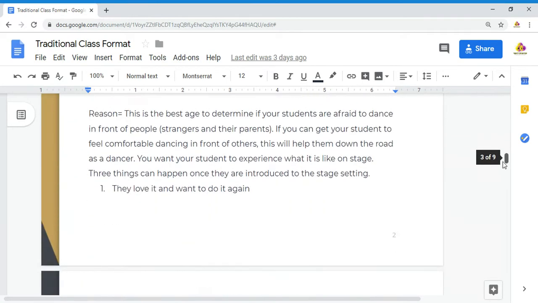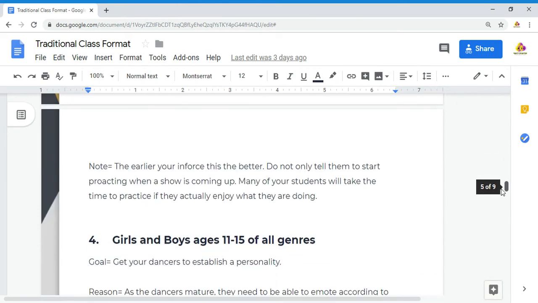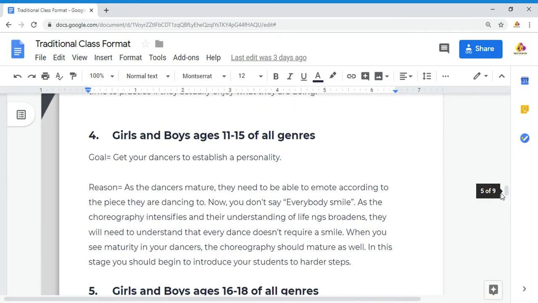Why does it keep going up? I don't know. All right, 11 to 15 years old, all genres, boys and girls. Get your dancers to establish a personality. Now, of course, all of these are very important steps and very important age groups. Now, this is probably the most difficult.